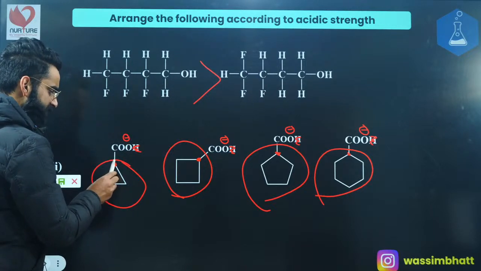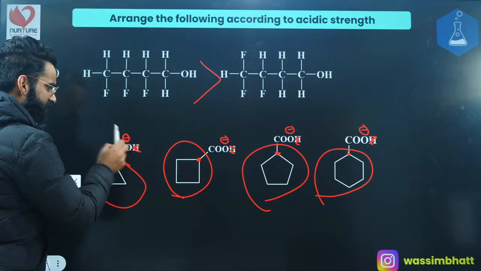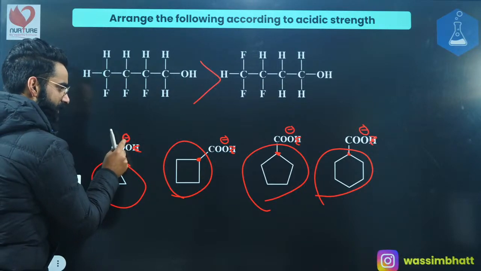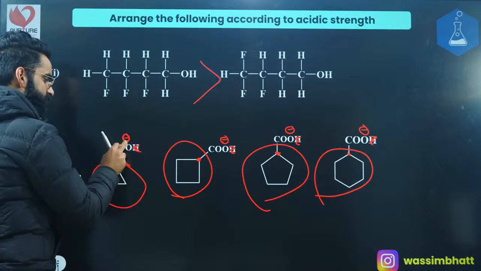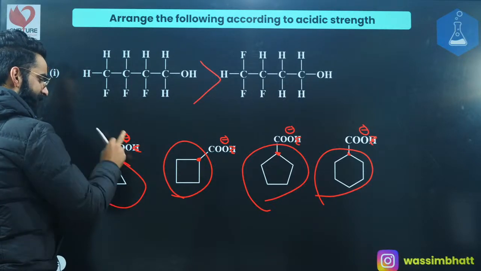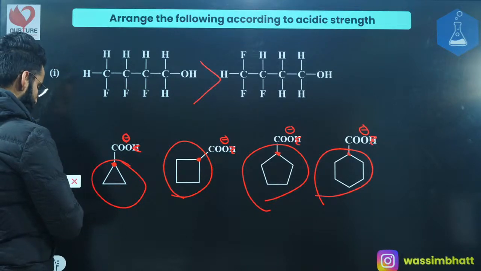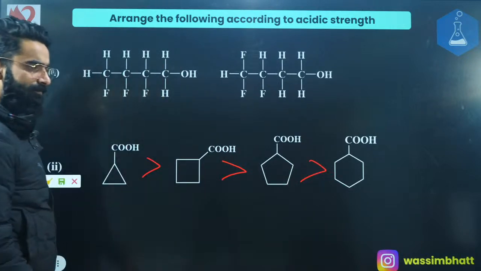If the electronegativity of this carbon is more, this carbon is going to decrease this negative charge to the maximum. So negative charge will be the least over here in the first one as compared to this, as compared to this, as compared to this. If negative charge is least in this one, the conjugate base over here is going to be more stable, and the more the stability of the conjugate base, the same is going to be the order of the acidic strength. So this is the order of the acidic strength, as simple as that.